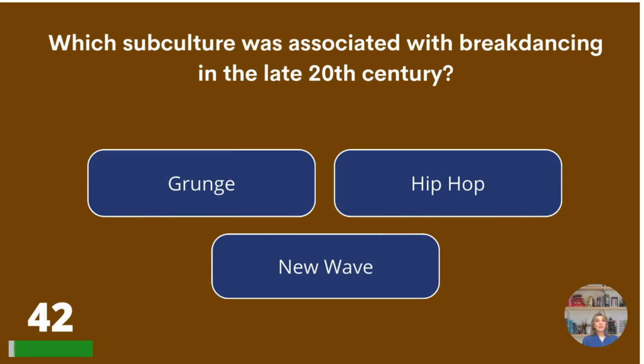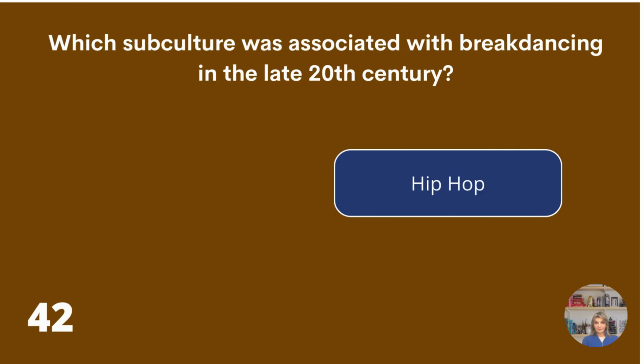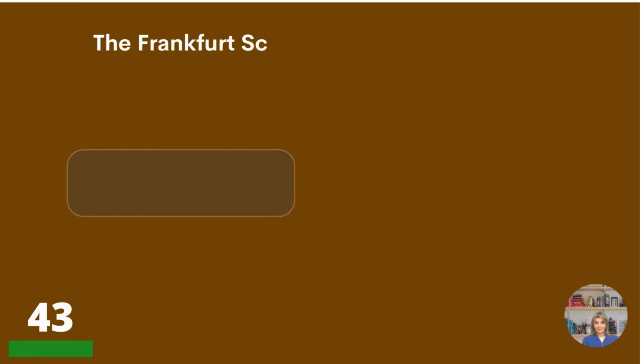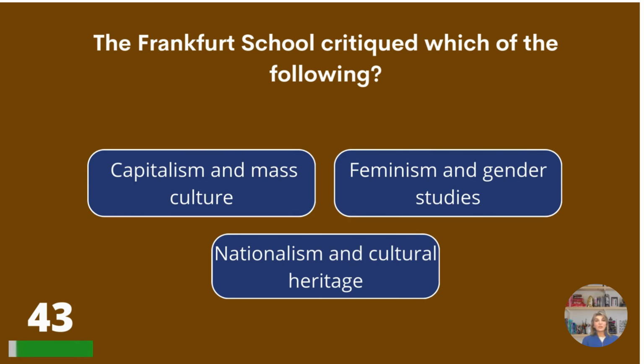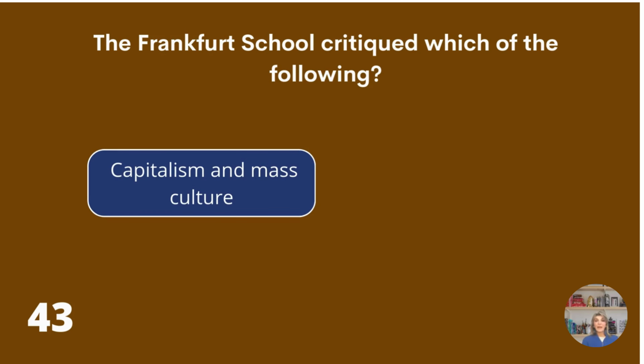Which subculture was associated with breakdancing in the late 20th century? Grunge, hip-hop, or new wave? Hip-hop. The Frankfurt School critiqued which of the following? Capitalism and mass culture, feminism and gender studies, or nationalism and cultural heritage? Capitalism and mass culture.